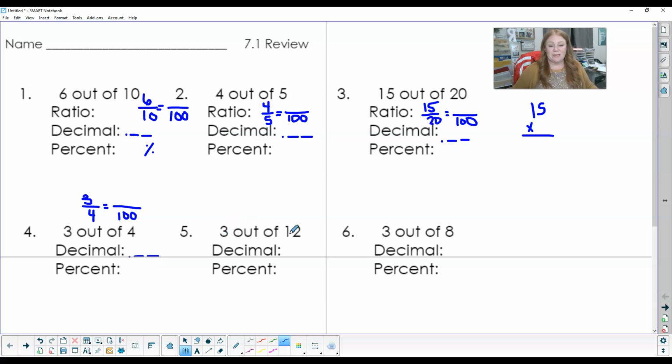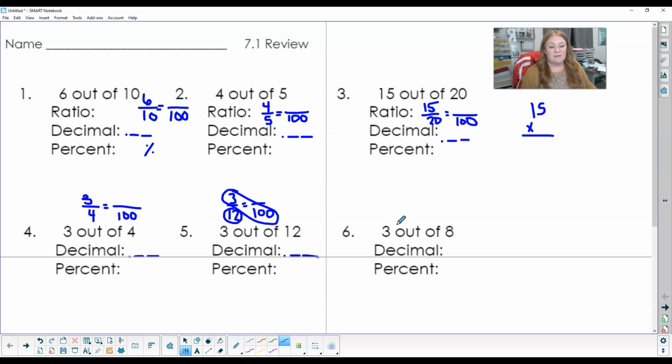So next we have 3 out of 12. So 3 out of 12, and that is going to be out of 100. Now 12 does not nicely go into 100. So on this one, it will be easier to go 3 times 100 and then divide it by 12. So there's my decimal to the hundredths place. And then my percent is that number right down there.